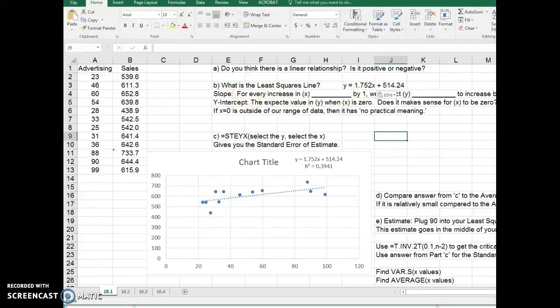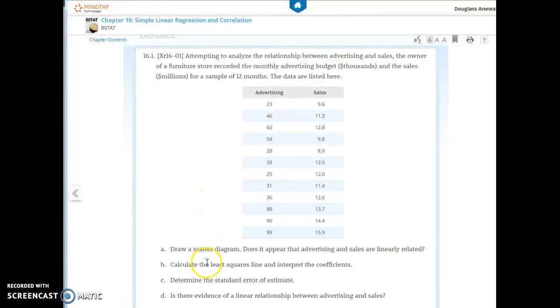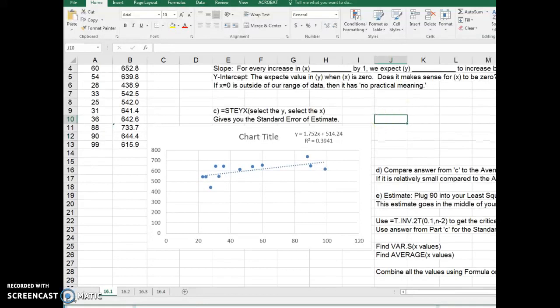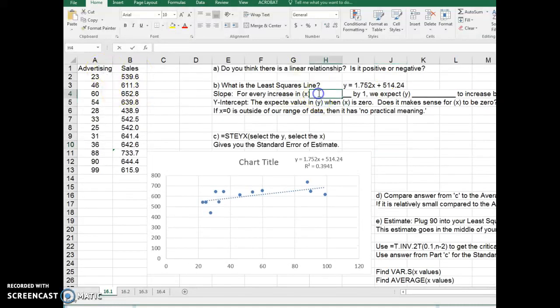All right, and so looking at what we want to do here, we calculated the least squares line. We want to interpret the coefficients. So first of all, let's interpret the slope here. The coefficient there is 1.752. Now, slope always means the same thing, whether we're in stats class or math class or econ or a business. Slope's always showing you how much something's changing in the y direction when we change 1 unit in the x direction. So for every increase in our x variable, which is advertising, so I would say, I don't know if this is going to show up right.